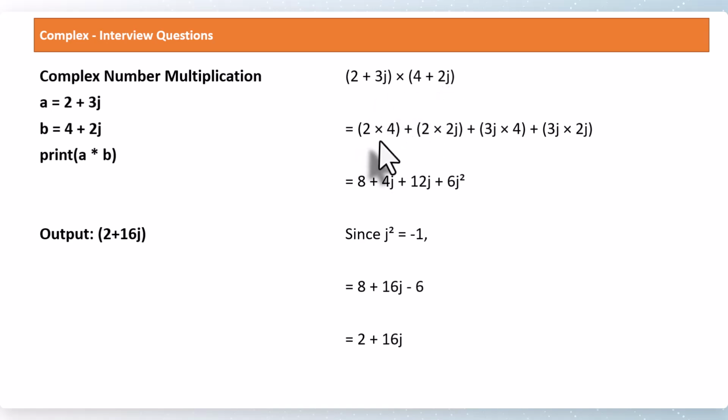So it will be something like this: 8 plus 4j plus 12j plus 6j square, because this is 6j square. In mathematics, the j square value is -1. So you can substitute that in this equation. You will get 8 plus 16j minus 6. If you simplify this, it will be 2 plus 16j. So like this, the multiplication will work. You can type this A value and B value in the IDLE shell, check A multiplied by B, and see the result.